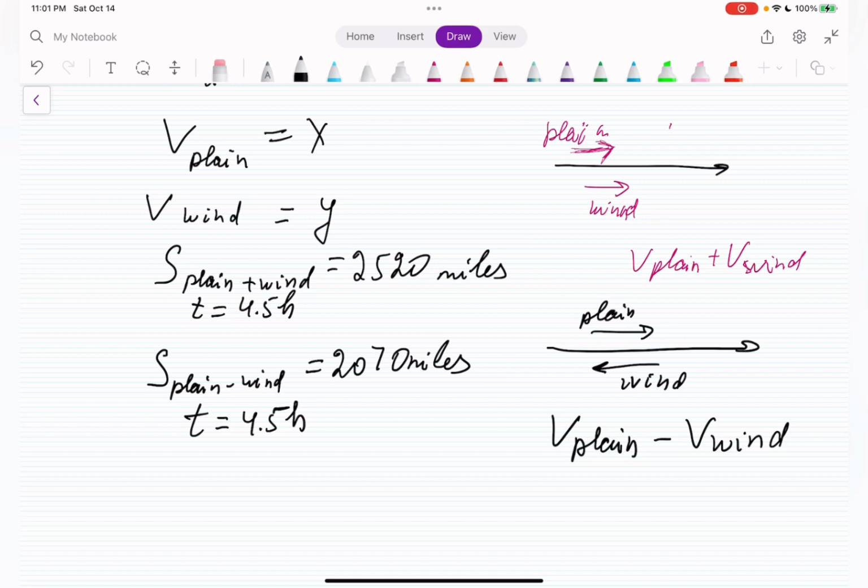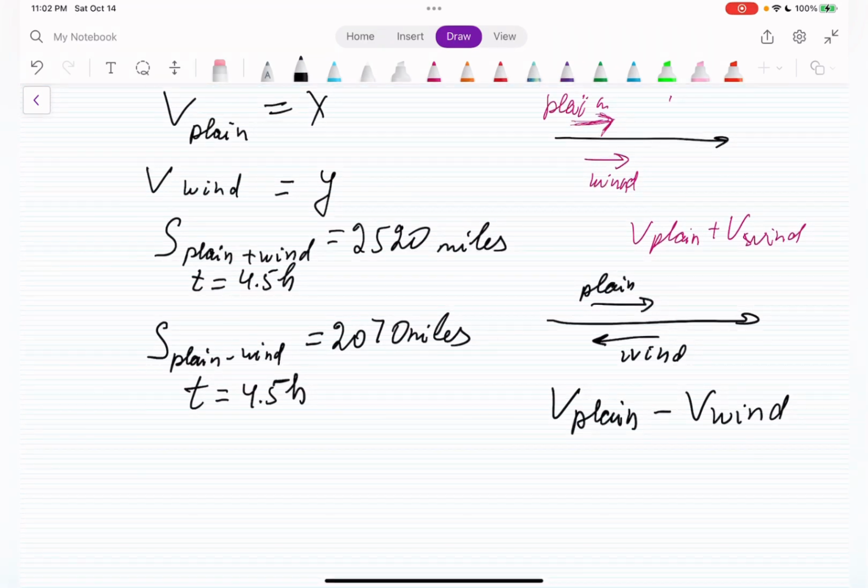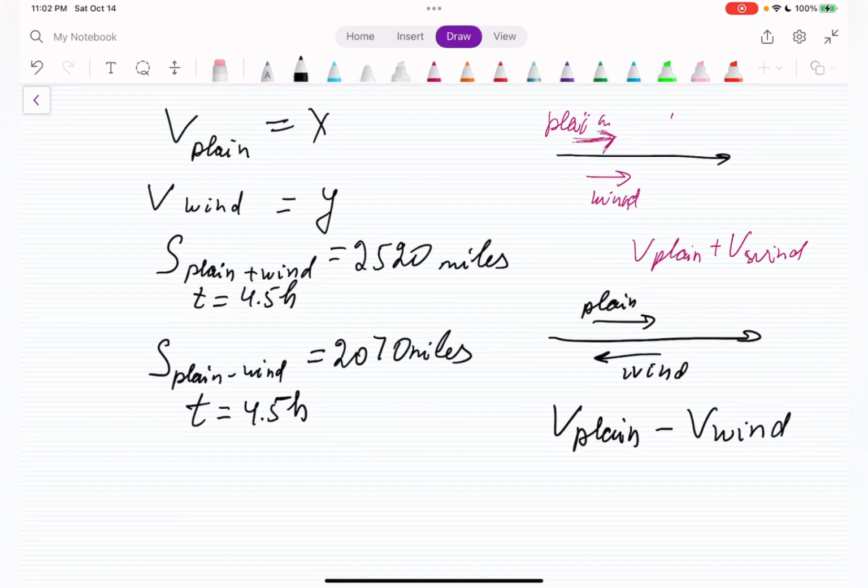If I have a plane where wind is blowing in the direction of the plane, 2,520, right? Then for 4.5 hours, the plane is going to be equal to the speed of the plane, which is x, plus the speed of the wind, right? Replacing with this, see?